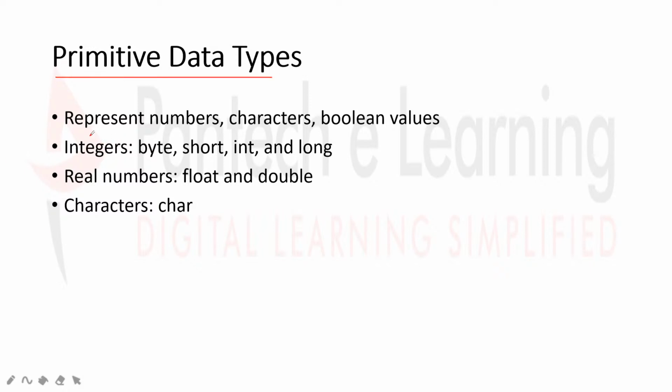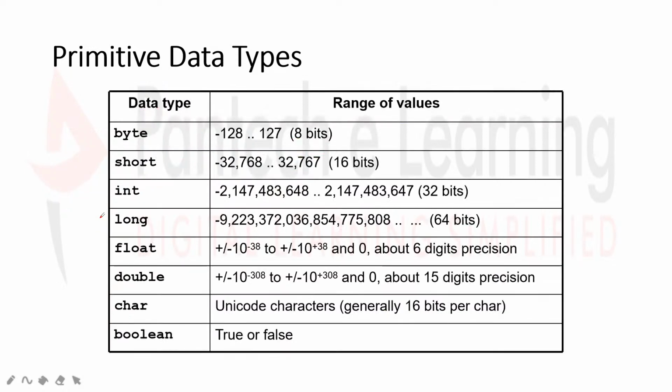Primitive types generally are numbers, characters and boolean values. In numbers we have integers and real numbers, and then characters. Integers are byte, short, int and long. Then we have real numbers, float and double, and then characters, char. Here we have the primitive type ranges.